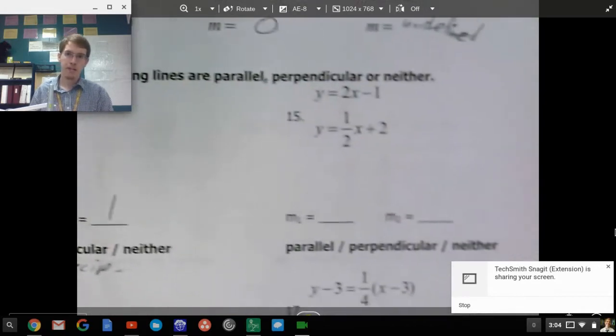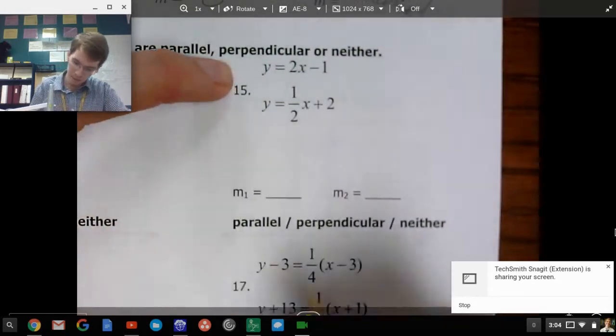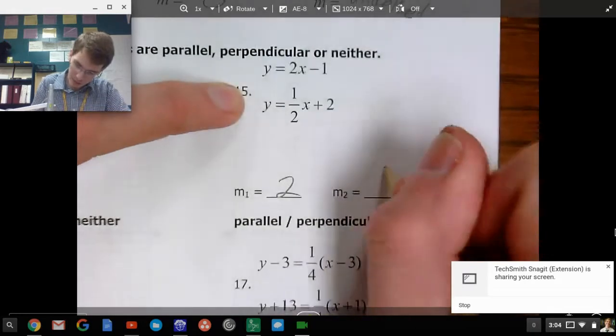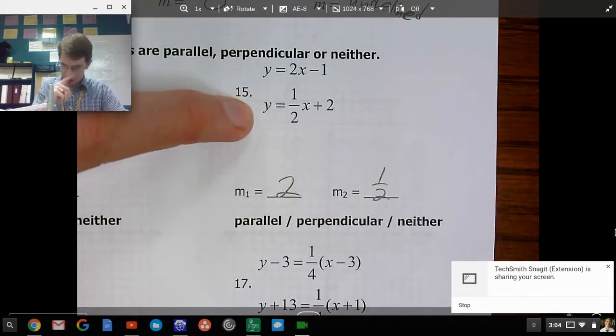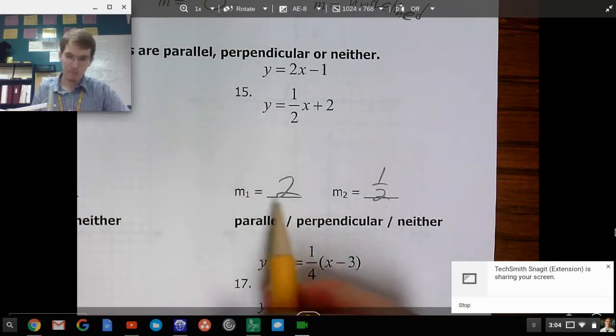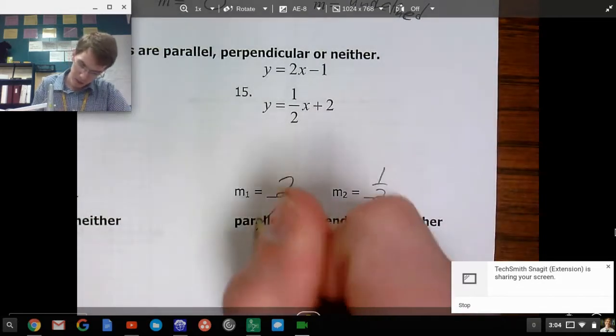Okay, 15. Slope for the first one, 2. Slope for the second one, 1/2. Make sure we get those. It's positive 2, positive 1/2. Okay. Are they the same slope? As much as you might try to make them, these two are not the same. So it's not parallel.